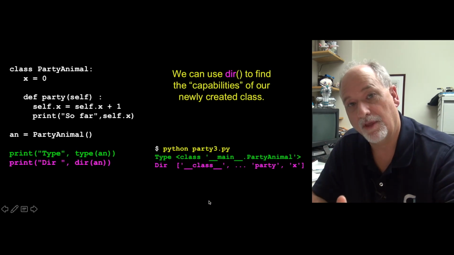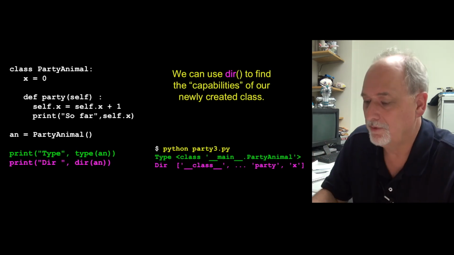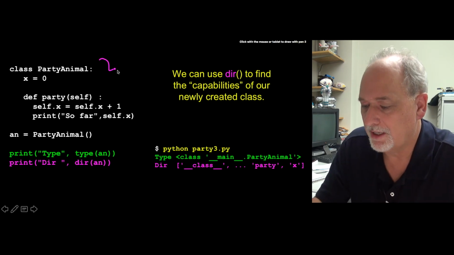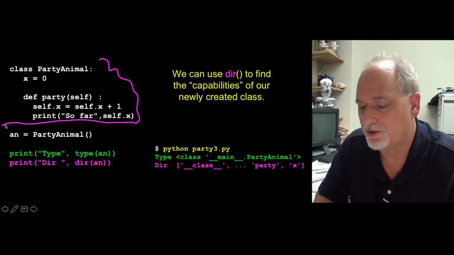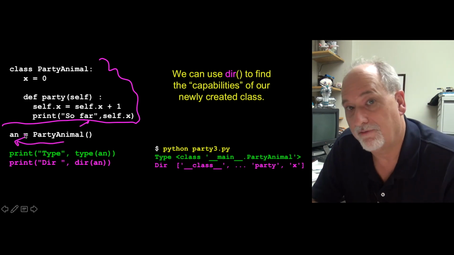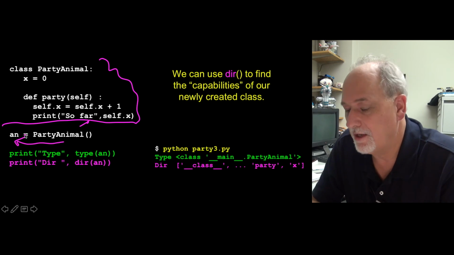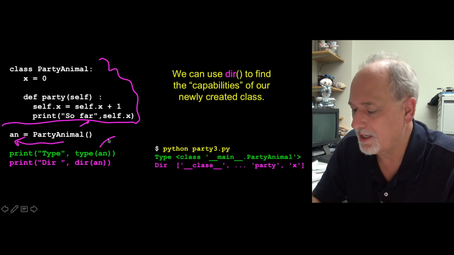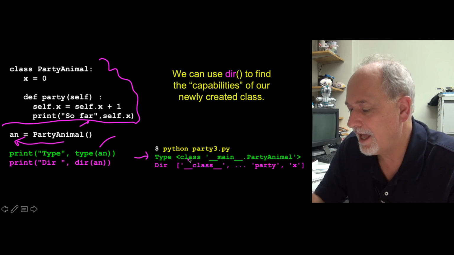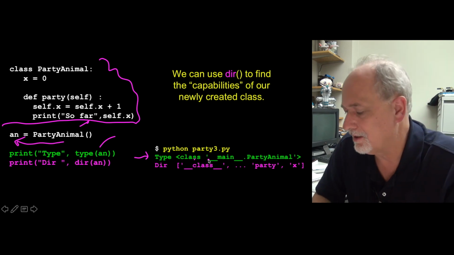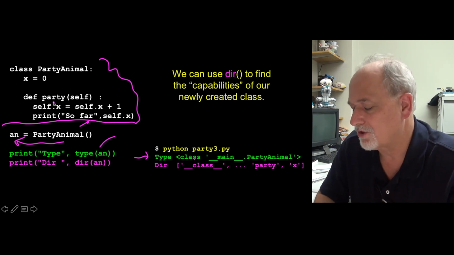Now if we do the same thing to code that we've built, or a class that we've built, so now we have a party animal class. Remember, this up to here is just definition. Now we construct it and we store it in an. So an is a variable that contains an object of type party animal. We ask it what type it is, and it prints out here. It says this is a class, and it's __main__.PartyAnimal, and this whole thing here is the __main__. It's scoped to __main__.